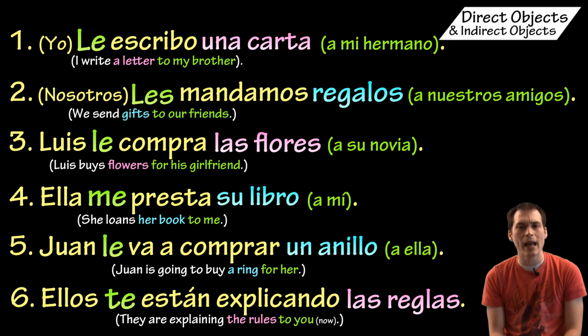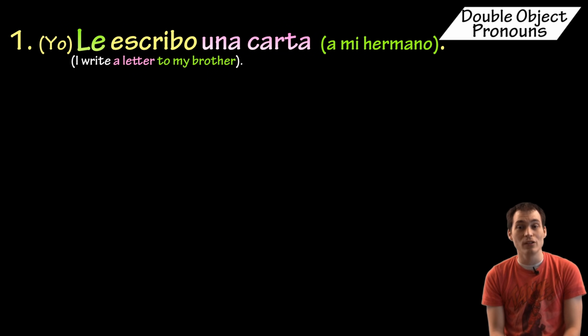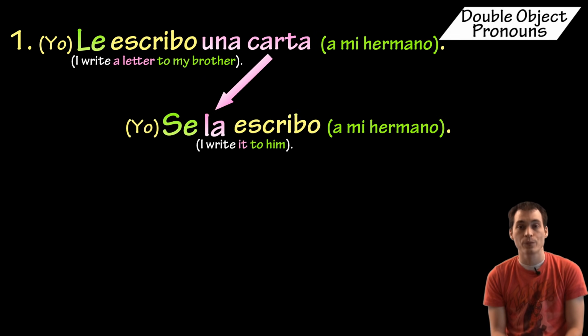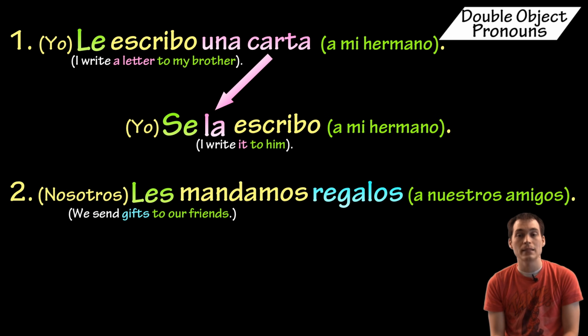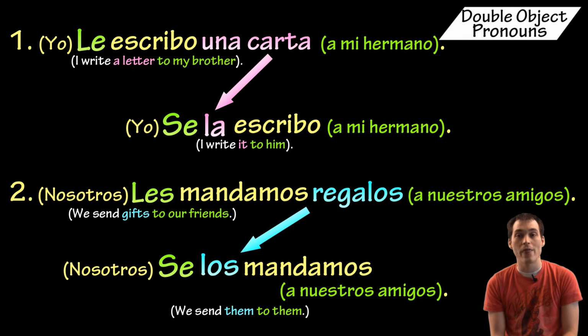Now, let's see what would happen if we changed the direct objects in these sentences to direct object pronouns. So I would have double object pronouns. So in the sentence, le escribo una carta, if I wanted to shorten it and say I write it to him, se la escribo. Les mandamos regalos, if I wanted to say we send them to them, se los mandamos.